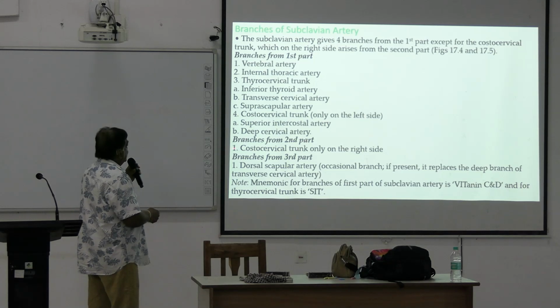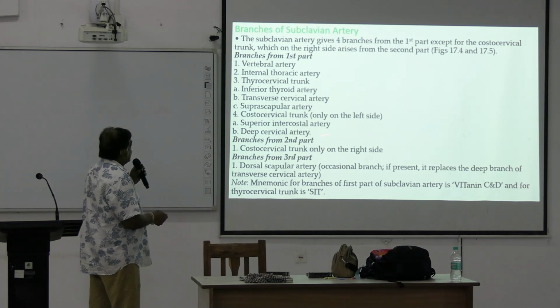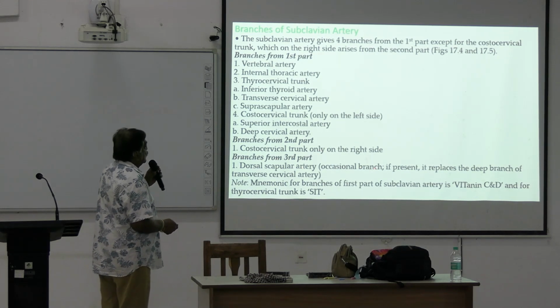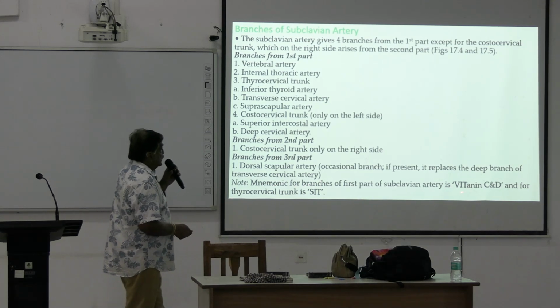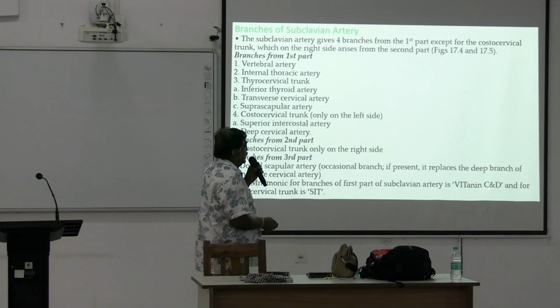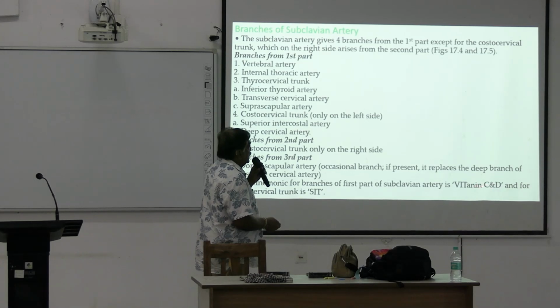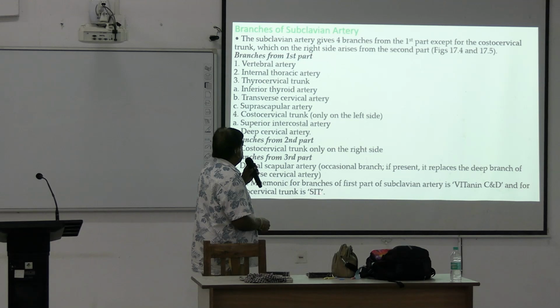Branches of the second part, costocervical trunk only on the right side. Now this is important: branches of the second part of the subclavian artery, costocervical trunk only on the right side. Branches from the third part: dorsal scapular artery, an occasional branch if present, don't think of the occasional branch. Note the mnemonic of branches of the first part of the subclavian: vitamin C and D for thyrocervical trunk and sit.